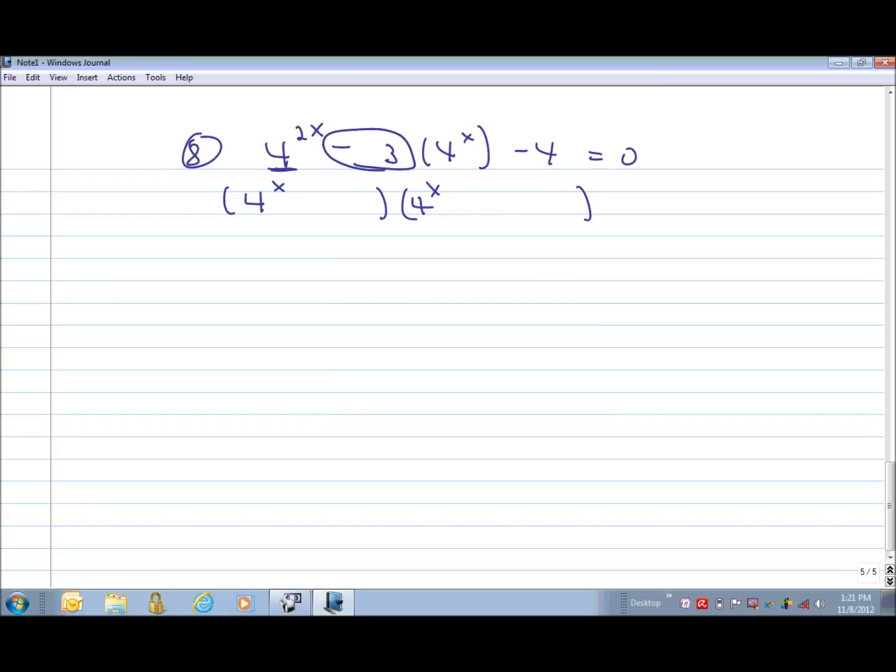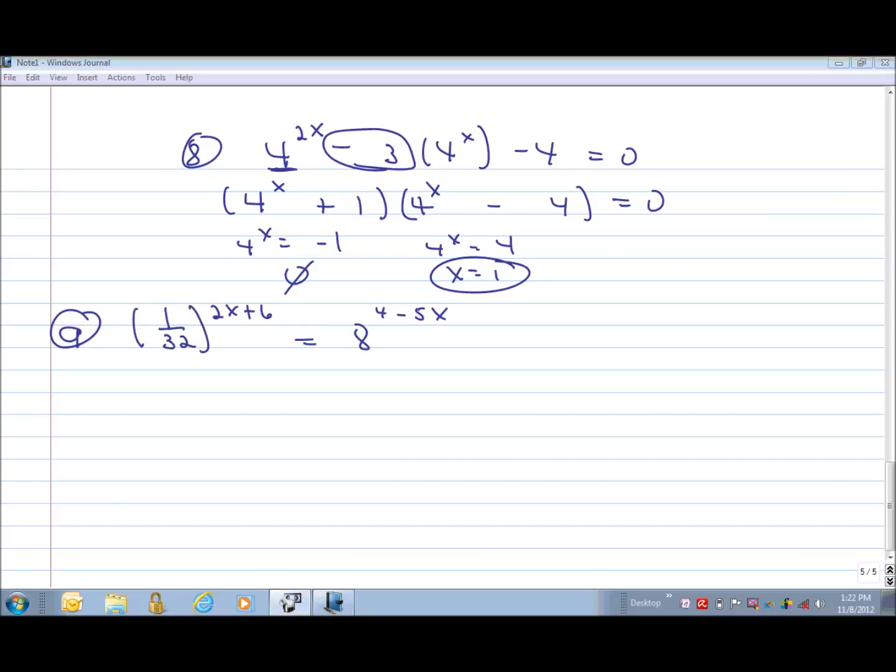What I'm focusing on now is I need to multiply to negative 4 but add to negative 3. I believe I'm going to need a negative 4 and a positive 1. And I believe that will get me my correct. Let's see, I have 1 of these and I have negative 4 of these, so I have negative 3. That works. Solve each one for 0, so I would have 4 to the x equals negative 1. Not going to happen, so I'm going to say no solution. And then I also have 4 to the x equals 4, and that would be, of course, 1. All right, let's take a look at number 9.